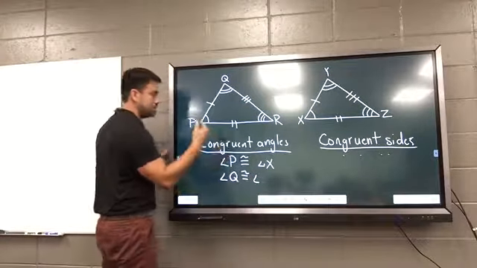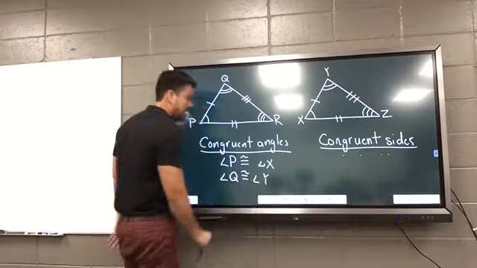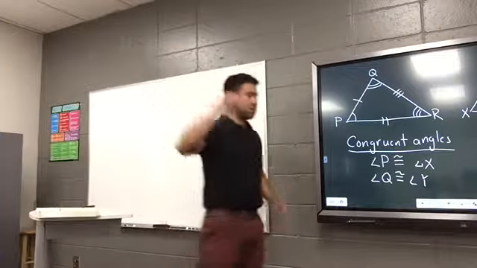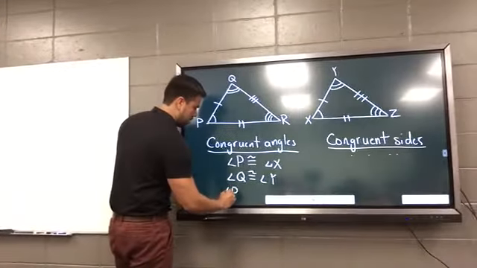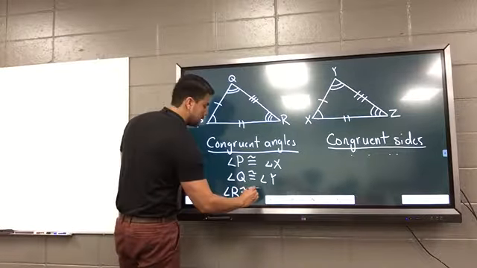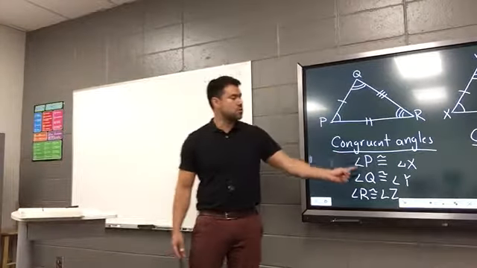Good, and I like that you said it the right way. So angle Q is congruent to angle Y. Okay, and a last pair that can be congruent. Sarah back there? Angle R is congruent to angle Z. Okay, good. That's it. These are the pairs of congruent angles.